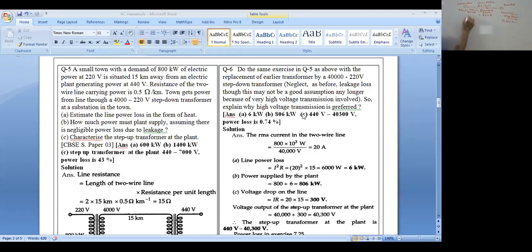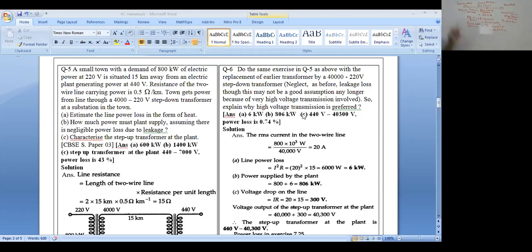And what is the potential drop? Voltage drop in line, that is IR. So 200 multiplied by 15, that comes here 3000 volts. This is the drop in line. And line loss, power loss in line, that is I square R. I means this 200 square into R, so that comes here 600 kilowatt.